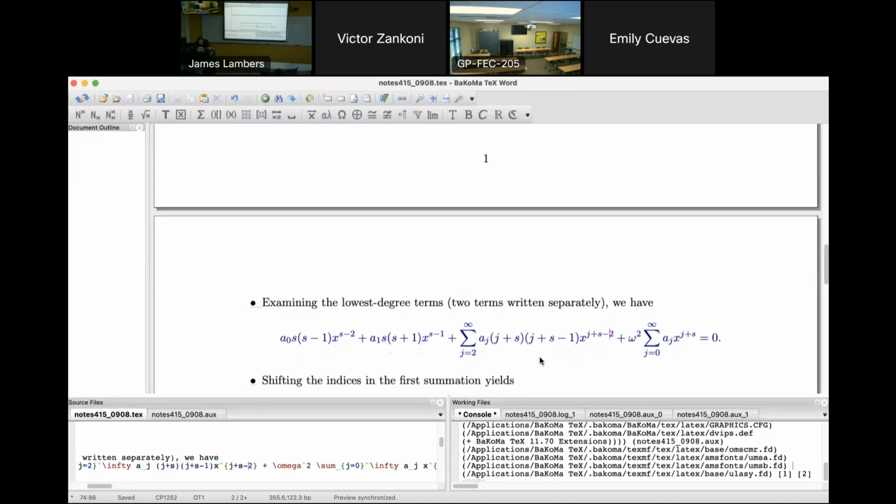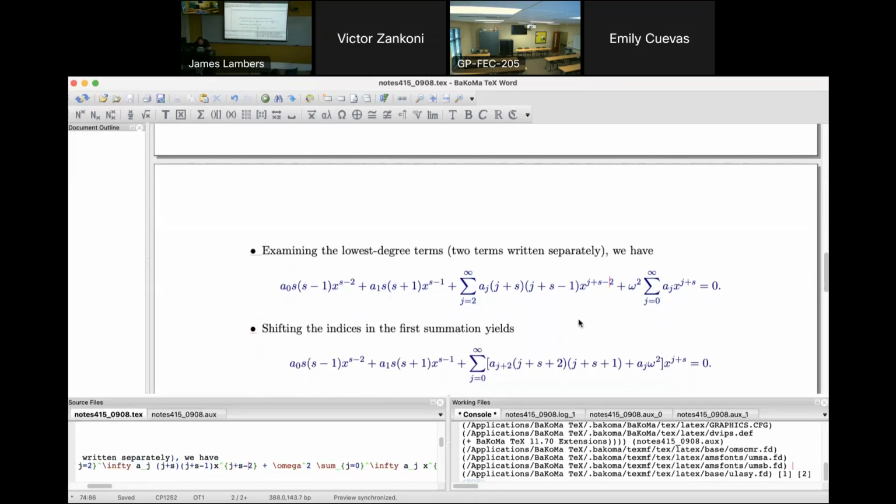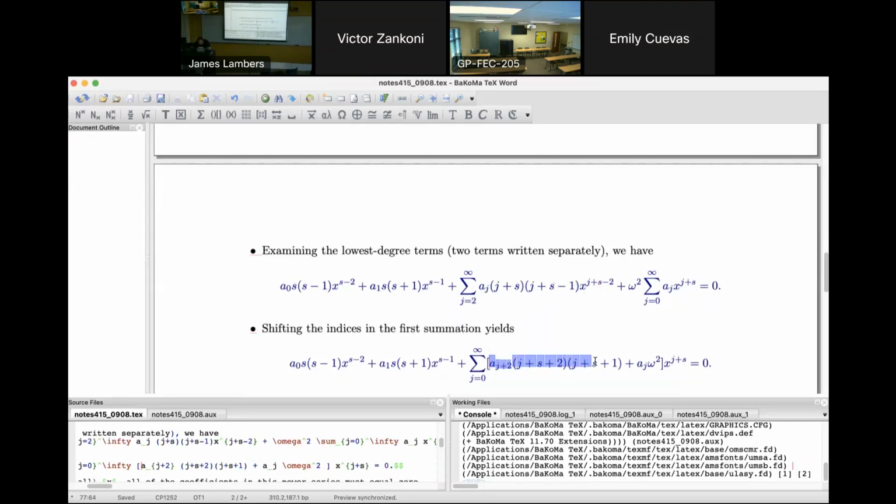So how that works is, in this expression here, wherever you see j, you replace it by j plus 2. And you see how that changed everything down here. Because now I have x to the j plus s. And then here I have a j plus 2, and then j plus s plus 2, and then j plus s plus 1 instead of minus 1.